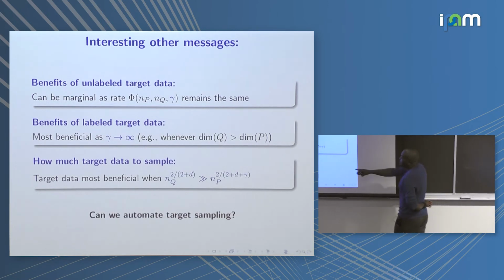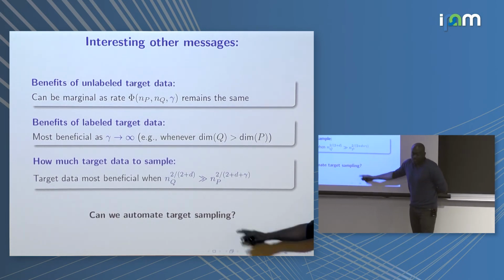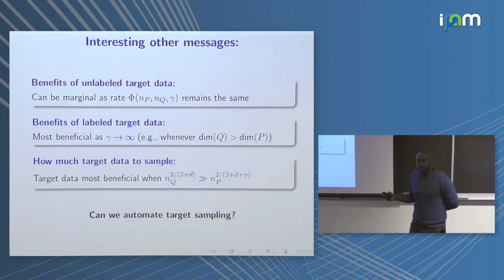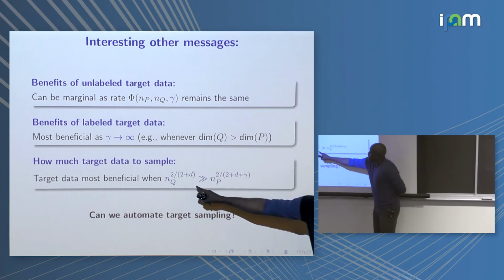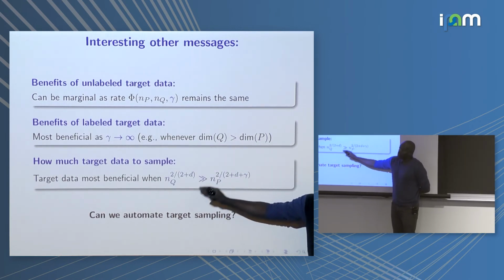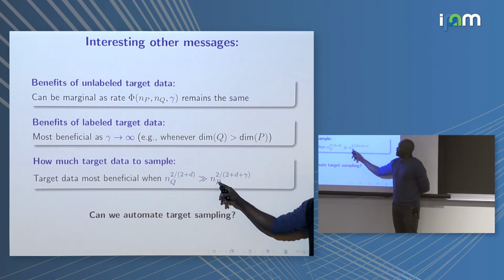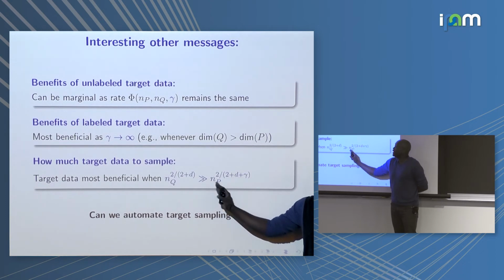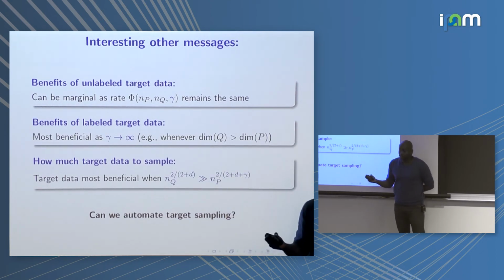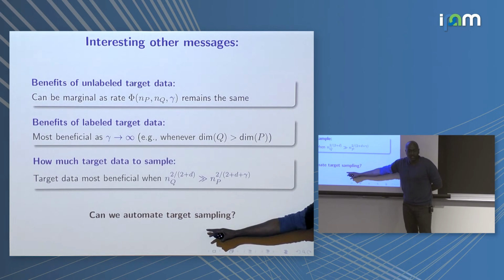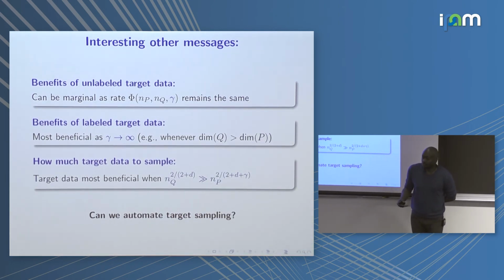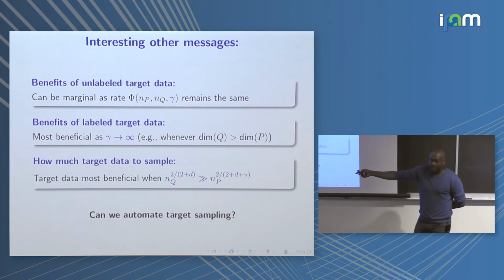So here is a more practical question. Can we automate target sampling? Why? Because even though I know the sharp transition at which sampling from the target helps me, the transition depends on gamma, which is unknown, and depends potentially on particular aspects of the two distributions that are unknown. So the question is: without knowing this threshold, can I automatically sample as little as possible of the target data?